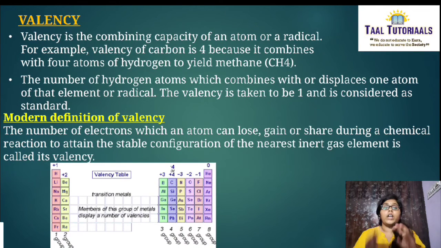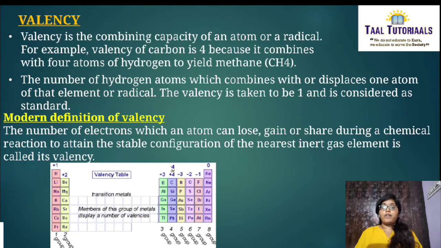So the valency of carbon is 4 because it combines with 4 atoms of hydrogen. It has valence 4 and it needs 4 more electrons to attain the stable electronic configuration. So the number of electrons present in the outermost orbit, that combining capacity of that atom, is known as valency. Here if you take CH4, that is methane, carbon has valency 4 and so it reacts with 4 atoms of hydrogen to form a compound.